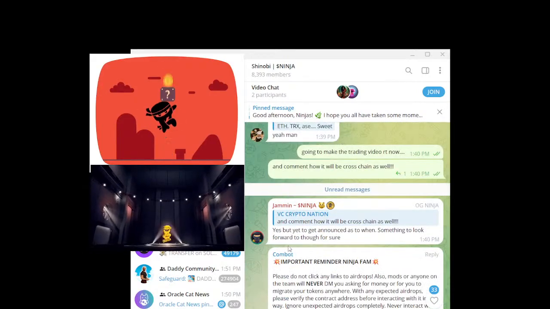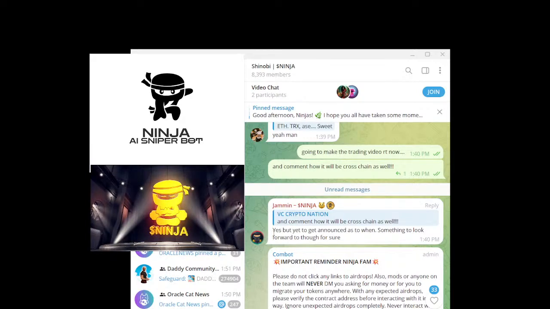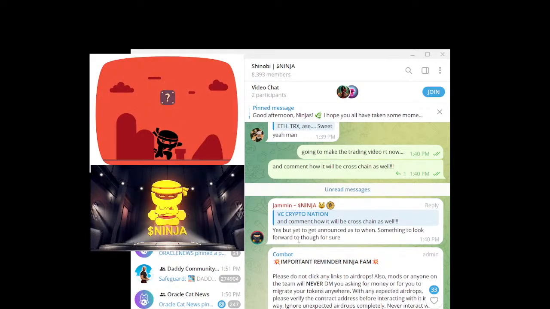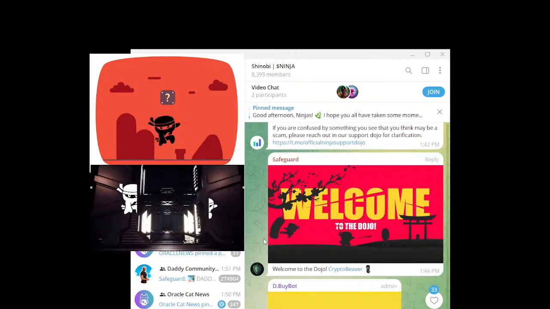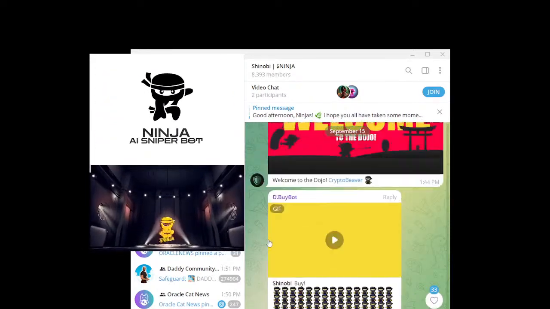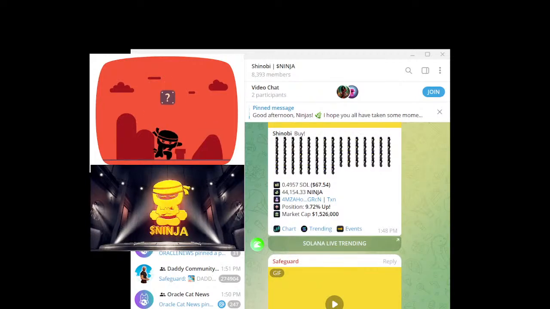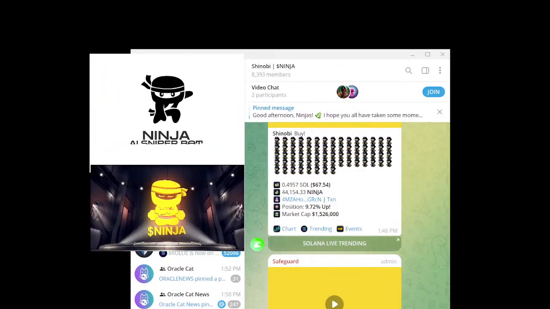Let's see here. They've got a lot of stuff coming up. You can see the buys that are coming in there. It's a very, very active community, and that's really what you want to see.